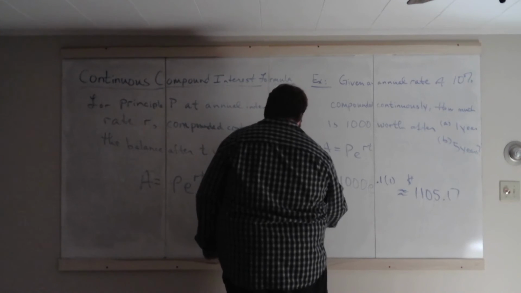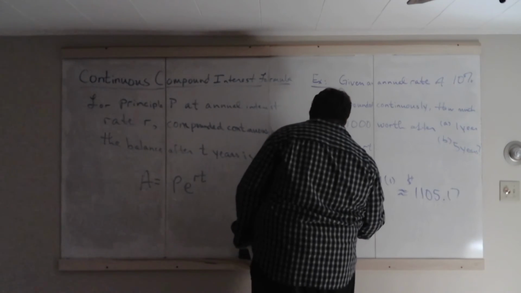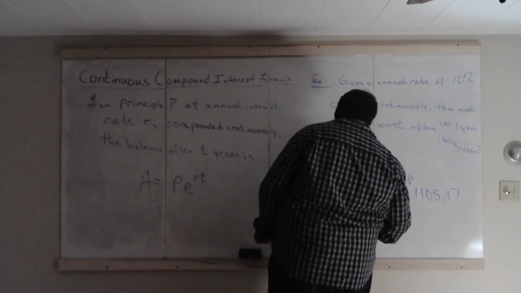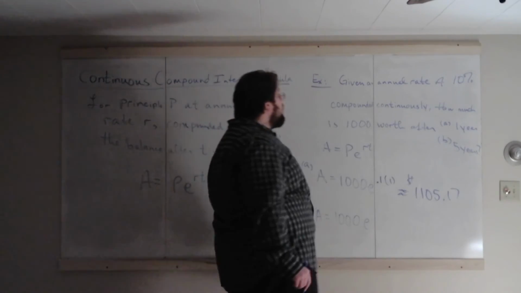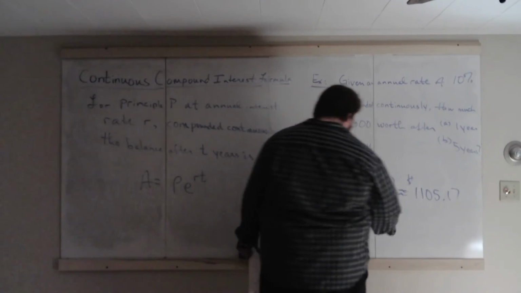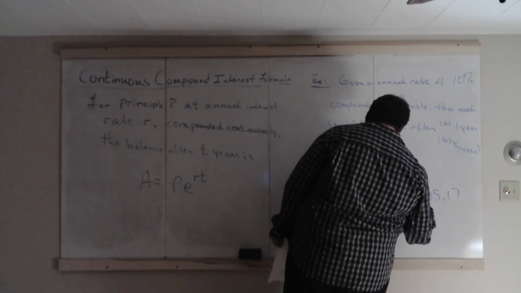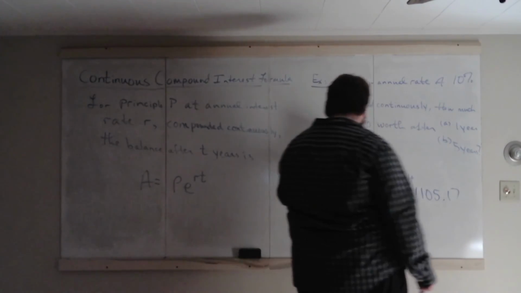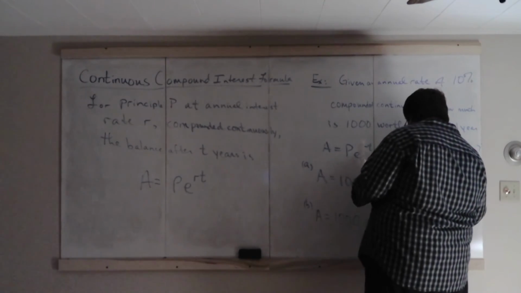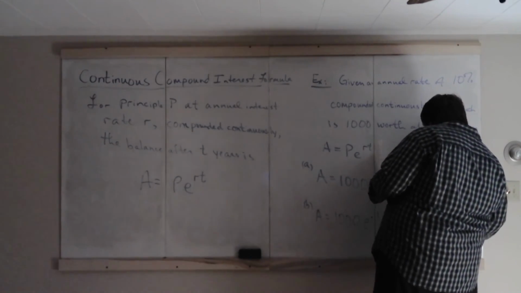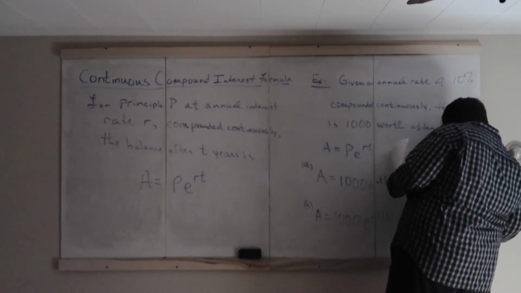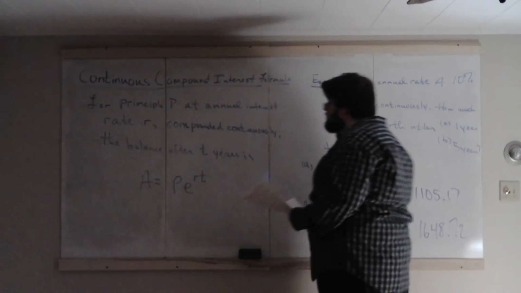In part B, A equals 1,000 times e to the, R is still 0.1, but here we have times 5 instead, because it's 5 years for part B, and this equals approximately $1,648.72.